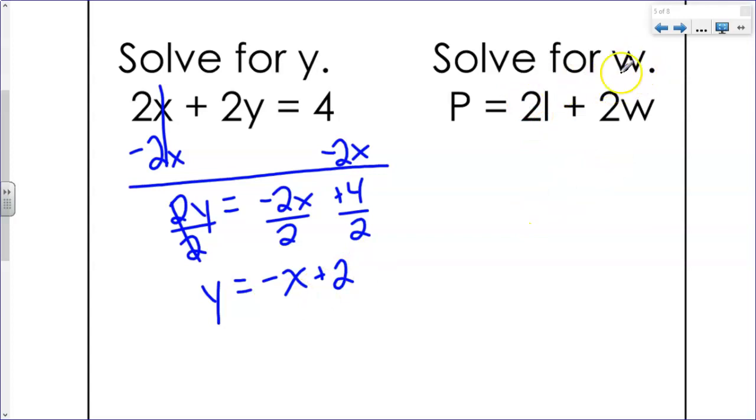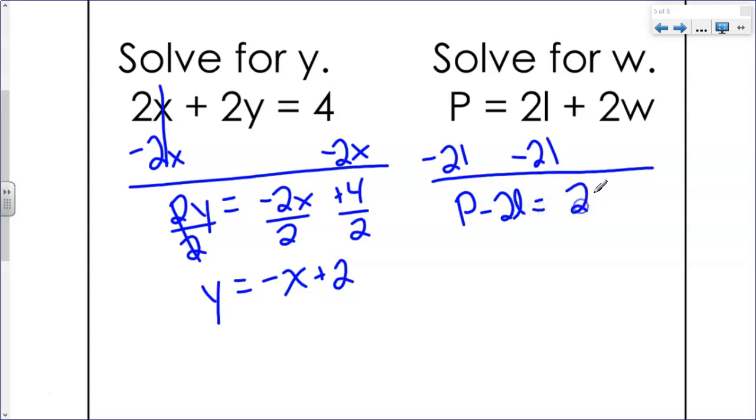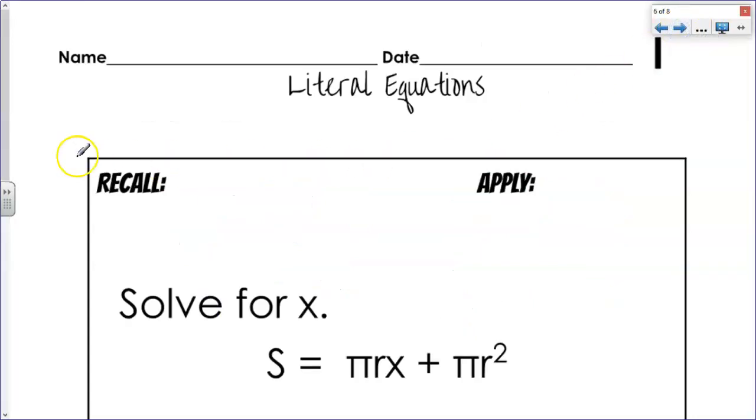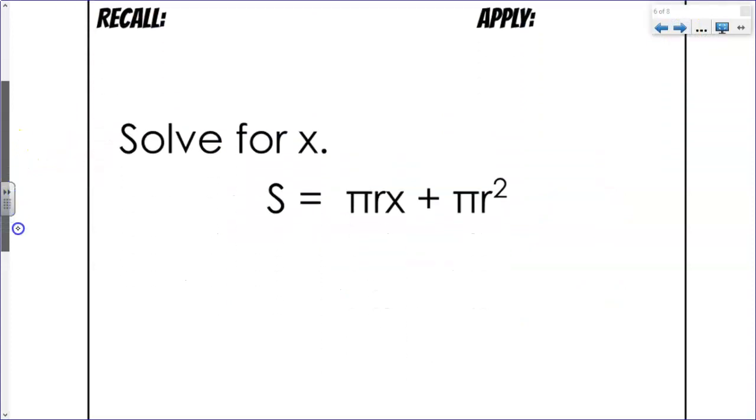All right, here we're solving for w. So we're going to need to move this 2w by subtracting because it's positive. That's going to give me P minus 2L equals 2W. Okay, now I'm going to divide each term by 2. So I get P over 2. 2 divided by 2 is 1. So that just leaves me L equals W. All right, guys, we're getting close to getting done. I hope it's making some sense. Don't forget to practice.